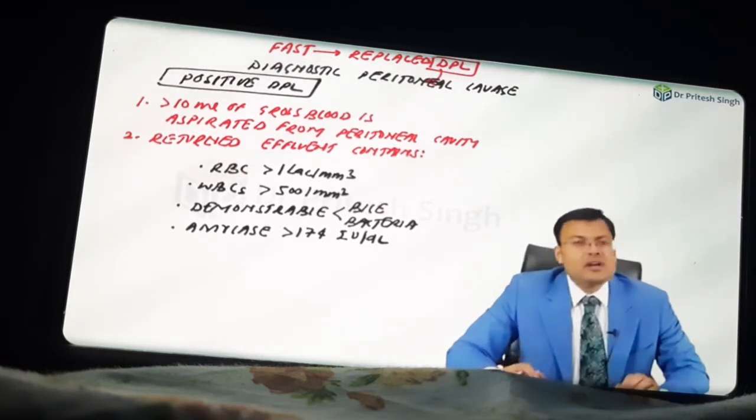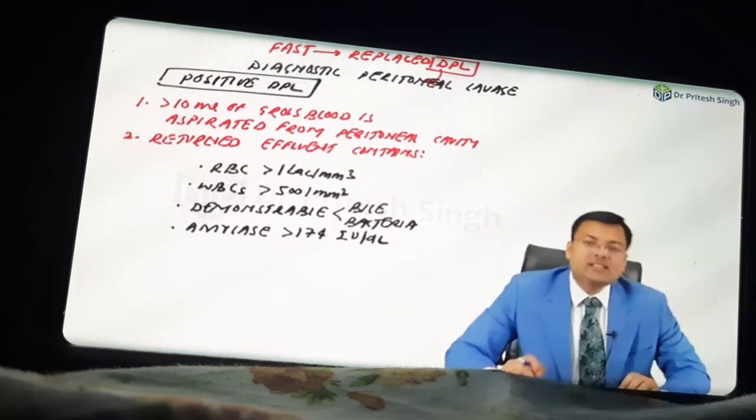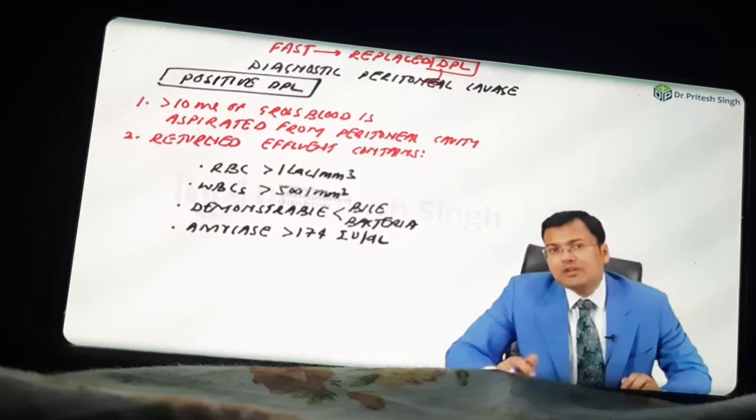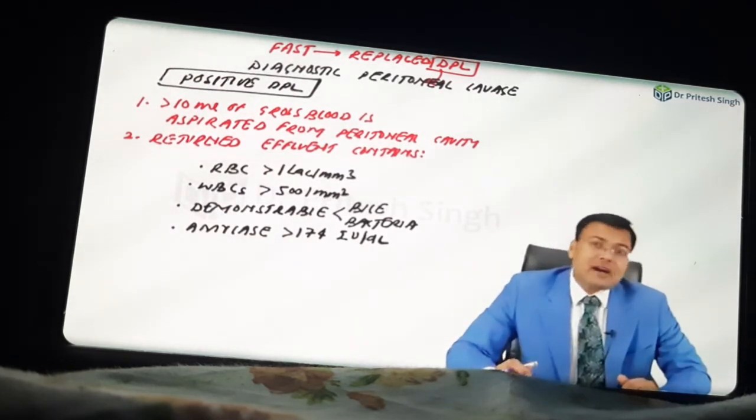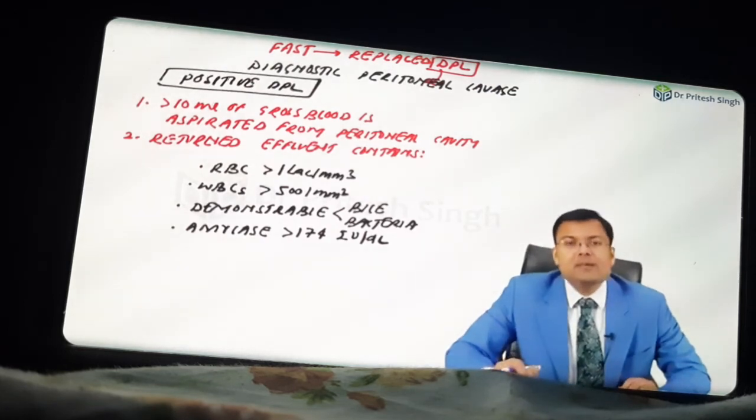Now let me tell you one simple concept. FAST and DPL are positive only in two situations. Either there is hemorrhage or there is contamination or perforation. Only in these two situations, the FAST and DPL is positive. And whenever FAST is positive, we have to confirm the findings by CECT if the patient is stable.